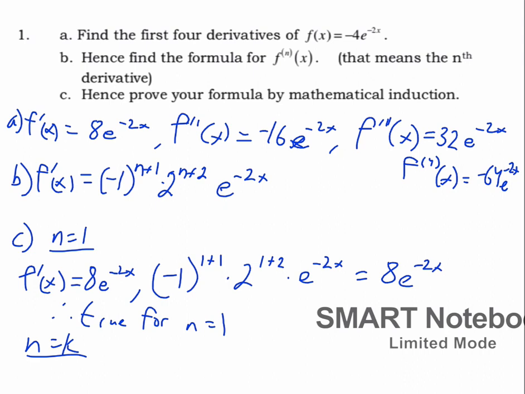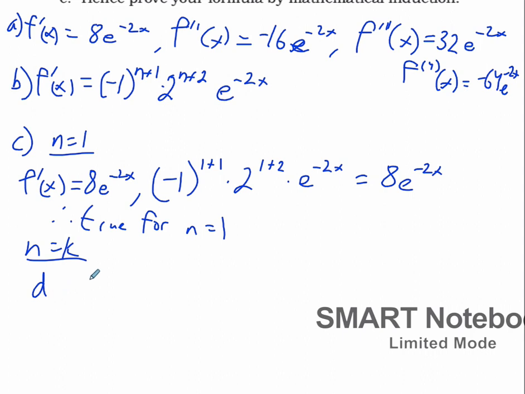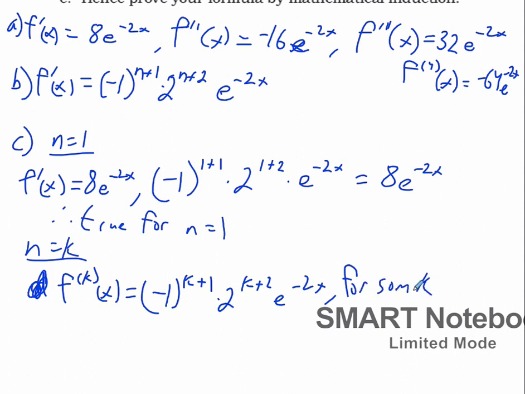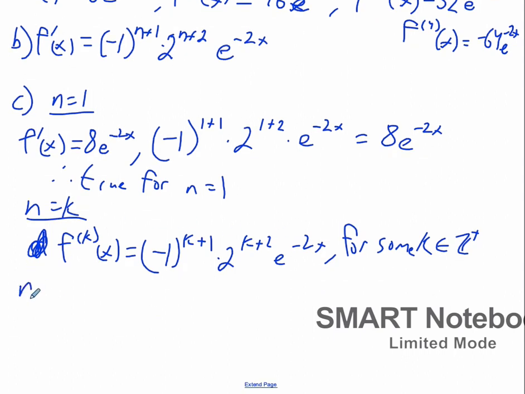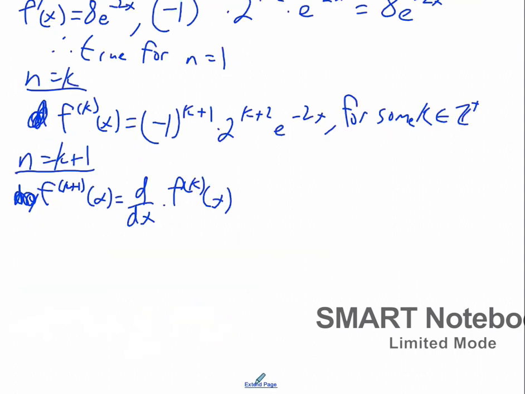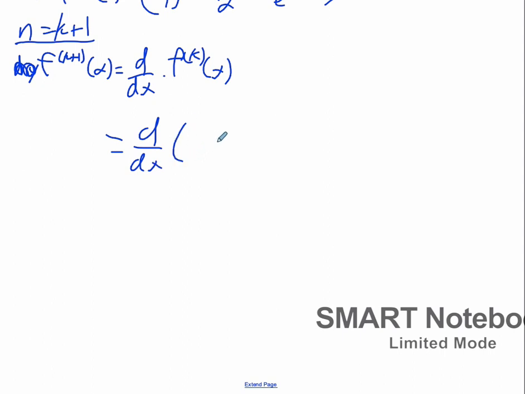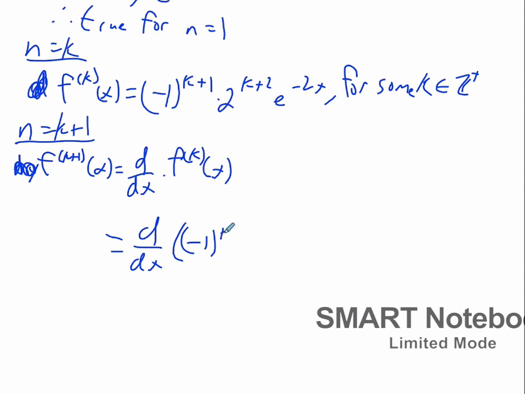For n equals k, we'll do an f notation, so f^(k)(x) equals negative 1 to the power of k plus 1 times 2 to the power of k plus 2 e to the negative 2x for some k in Z plus. Okay, now your k plus 1 step. We always just get the k plus 1th derivative. So actually, let's write it like this. f^(k+1)(x) equals d by dx of f^(k)(x), which equals the derivative of what we had in our assumption, which is negative 1 to the power of k plus 1 times 2 to the k plus 2 e to the negative 2x.